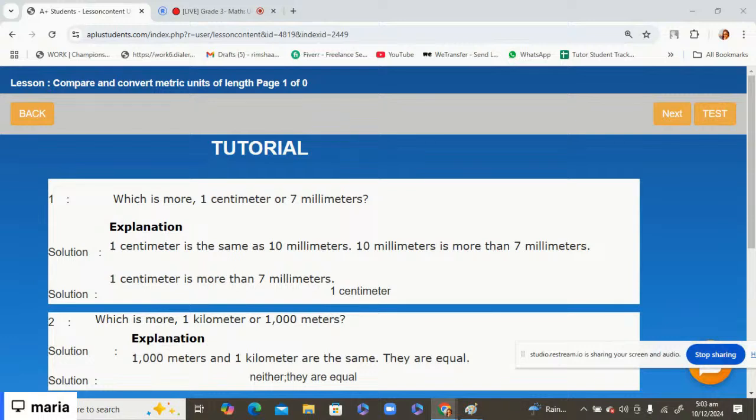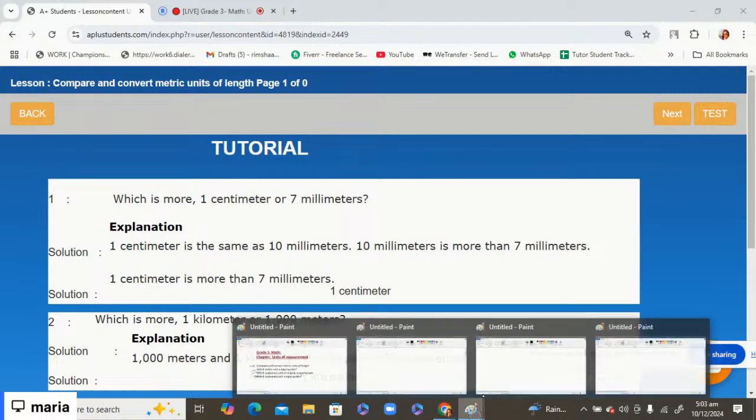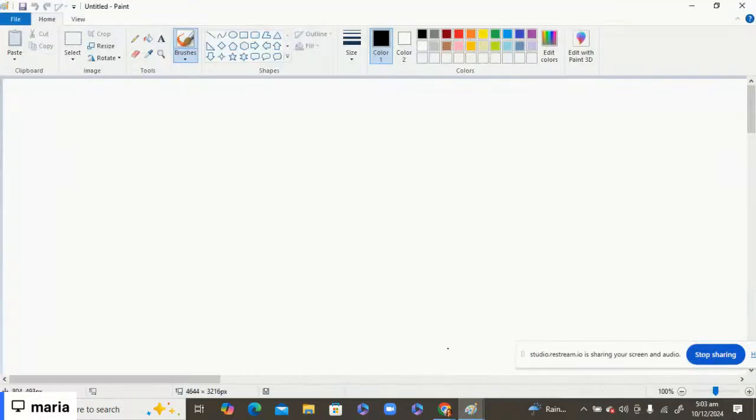So, compare and convert the metric units of length. First of all, let me tell you the basic units for length. Let's write it here and then we're going to convert it. Length is measured in meters, centimeters, millimeters, kilometers and so on. There are a lot of units of length, but the ones we use most are centimeters and meters. Let me write it here.